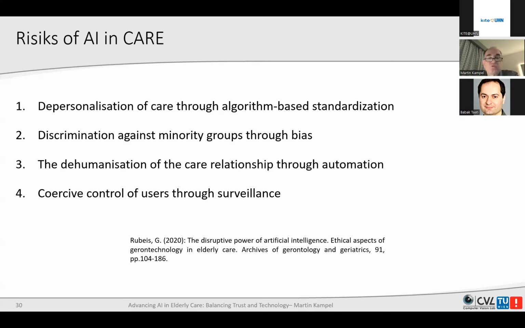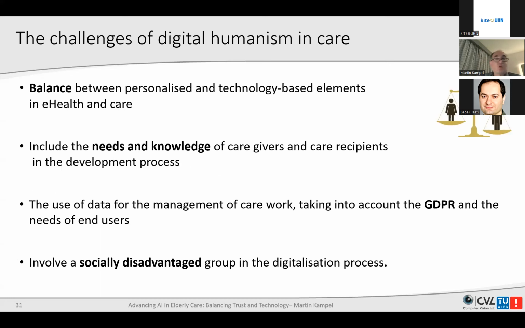Coercive control of users through surveillance. Monitoring is a hot topic. People feel monitored, and when you approach people, it's not only the users, the patients. You talk with the family, you talk with the managers of the care facilities, and at least in Austria and also in other countries, there's always someone who says this is just a monitoring project and we shouldn't do that. So, many problems, many risks.